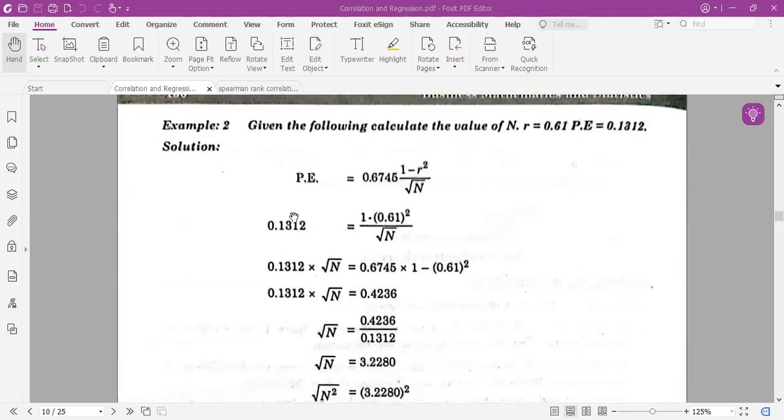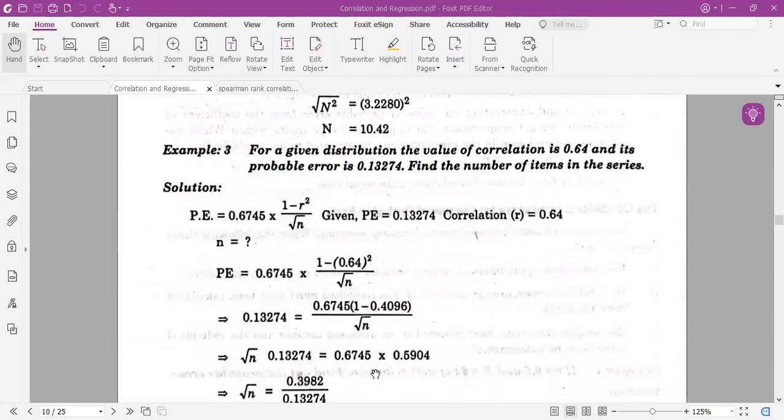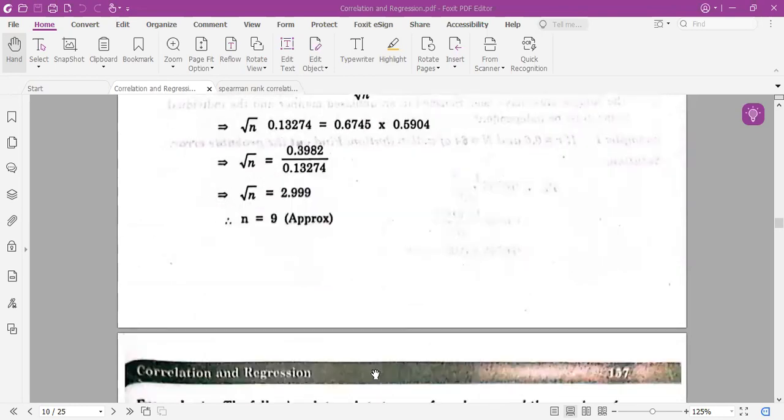Similarly, given the following, calculate the n. So n you have to calculate, and the other values are given. So you have to cross multiply, and if I want to remove the square root, I have to square it. Then you're going to get the n value as 10.42. That means approximately you can take it as 11 here. So these are the simple problems that you may get on the probable error.